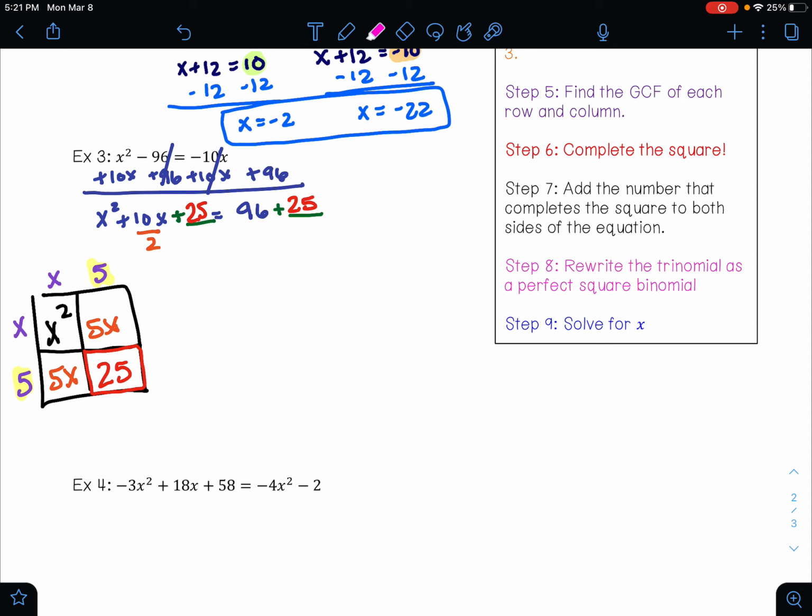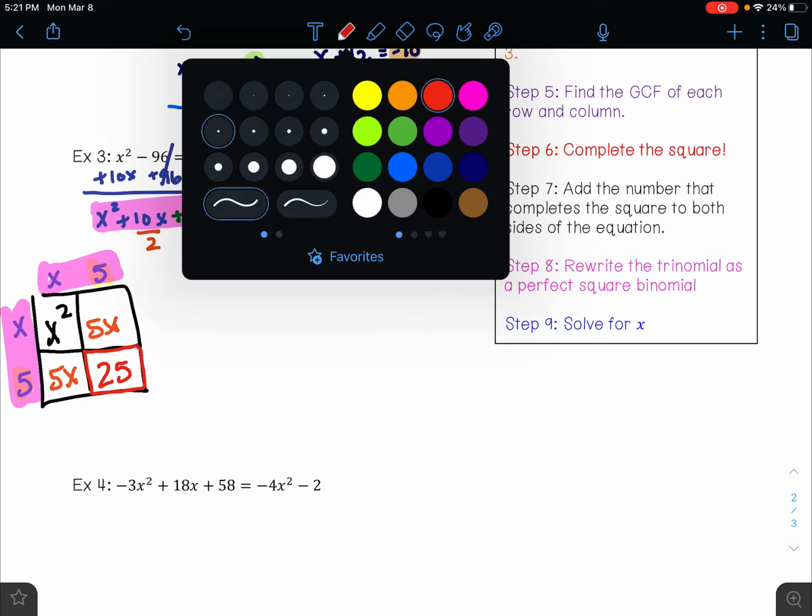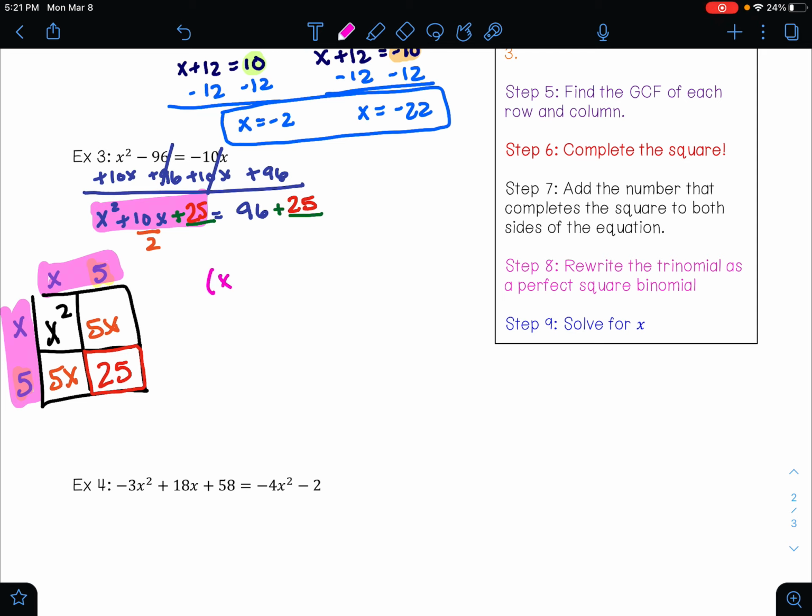We have just factored x squared plus 10x plus 25. And when we did that, we got x plus 5 times x plus 5, which is the same thing as x plus 5 squared. 96 plus 25 is 121.